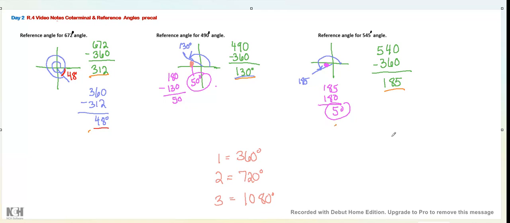And the same thing over here. We have, oops, we'll make it 540. Yep, a 540-degree angle. And we start taking away the 360 cycles. That leaves us with 180, which is going to put us over here in the 3rd quadrant, and that's going to leave us with a 5-degree reference angle.